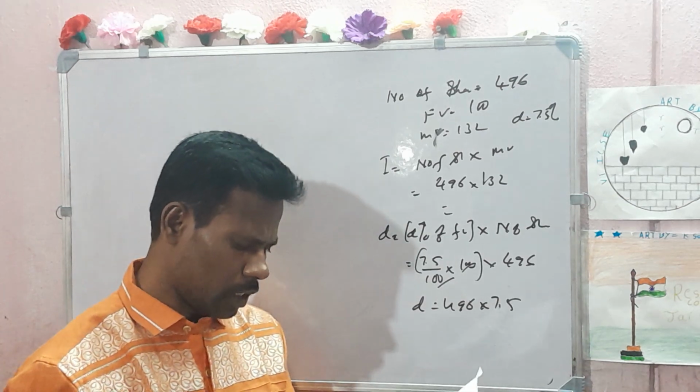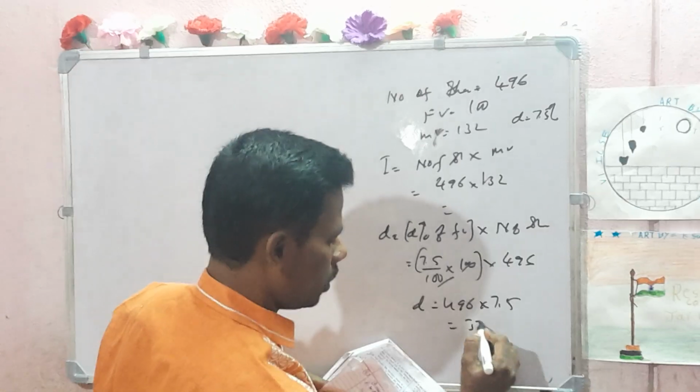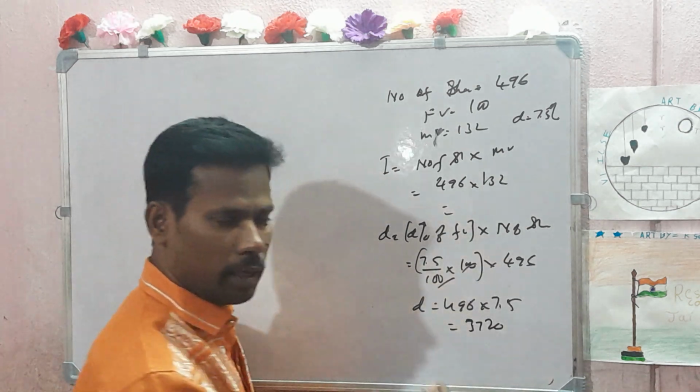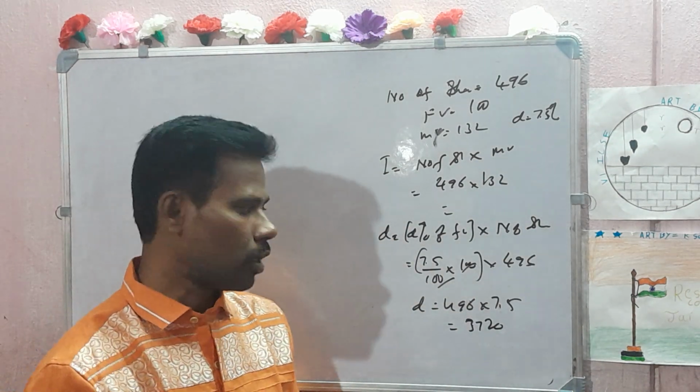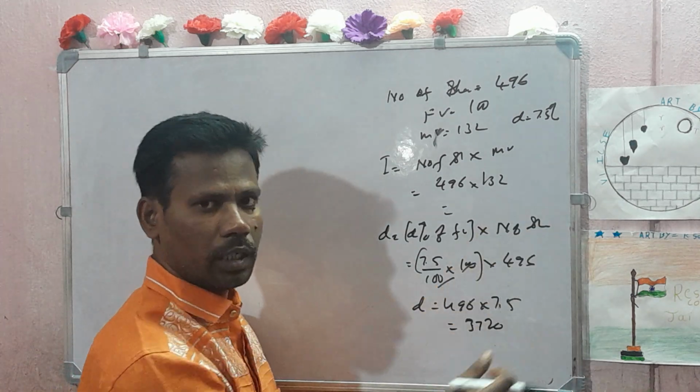That is nothing but 3720. Already I did some calculations here, so it is nothing but 3720. I am copying it in order to save time, because if I do each and everything, it will take a lot of time.